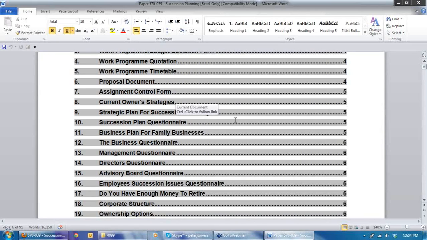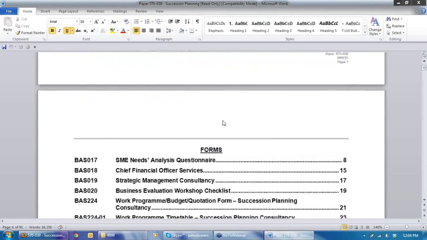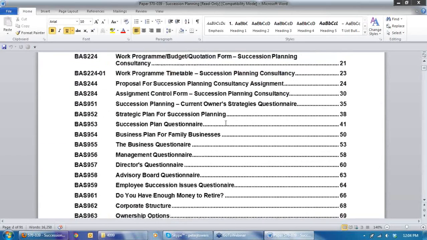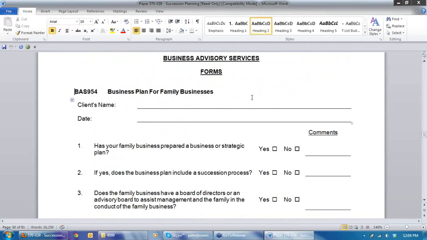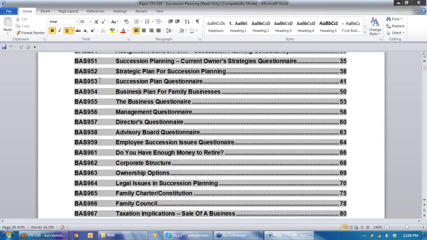And what we're now going to do is to go into the forms themselves, because this is what drives our business advisory services products. And I raised the wrong one then. I just want to go back.